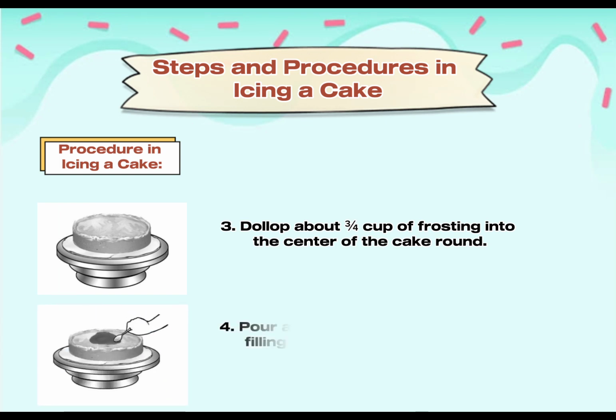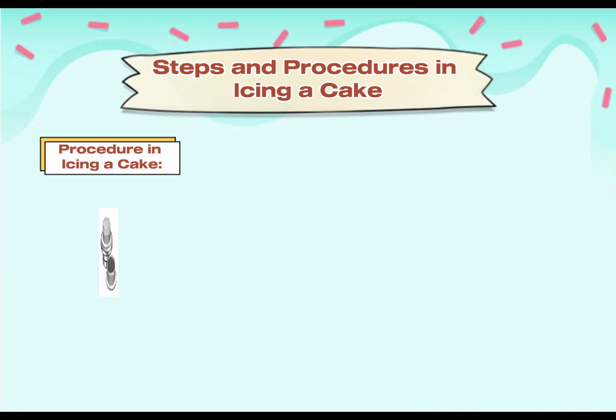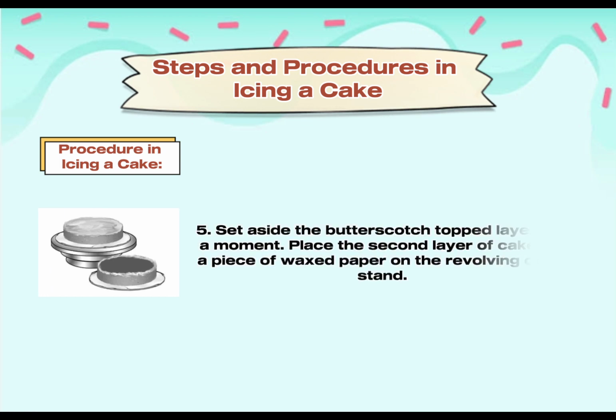Step number 4, pour about 1/2 cup to 3/4 cup of butterscotch filling into the center of the icing layer. Using the back of your spoon, not your icing spatula, spread the filling until it reaches the icing barrier that you have created. Step number 5, set aside the butterscotch top layer for a moment.